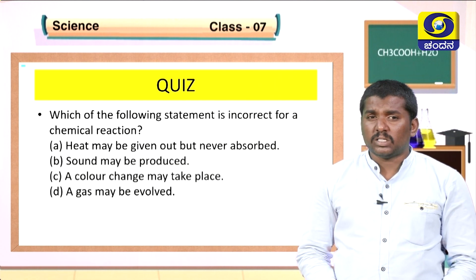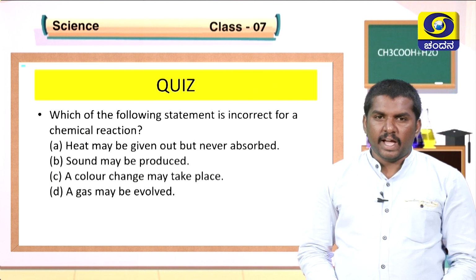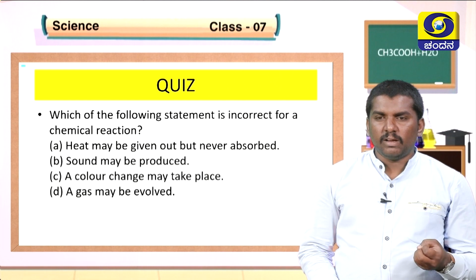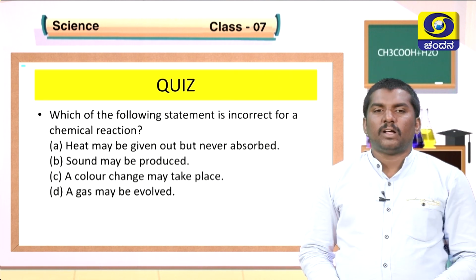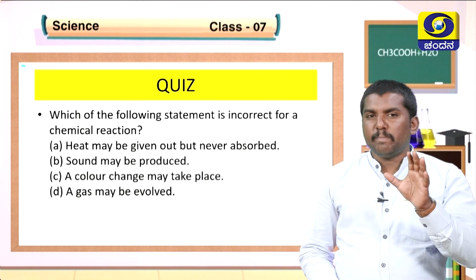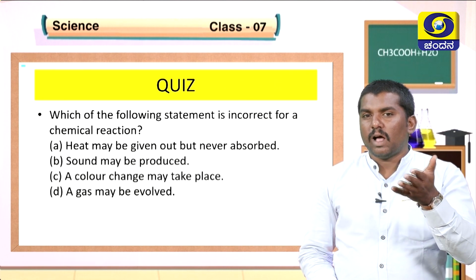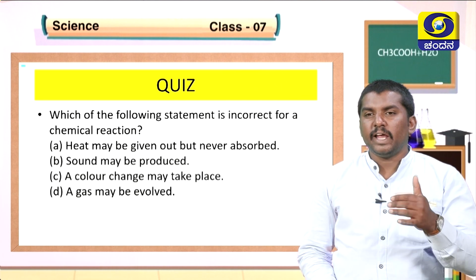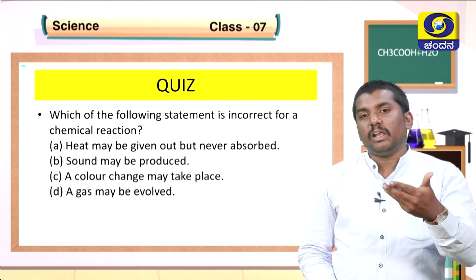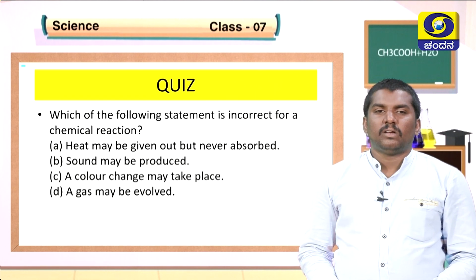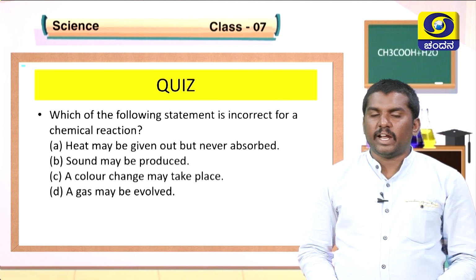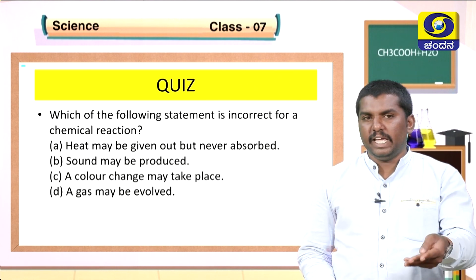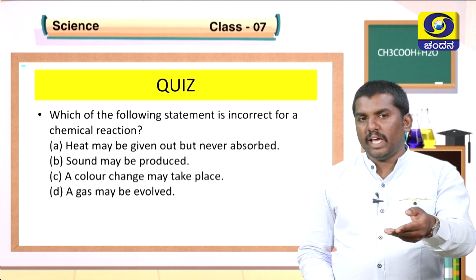This is the wrong statement. In any chemical reaction, there may be absorption of heat or liberation of heat. Option A states that heat may be given out, never absorbed. It is a wrong statement. In any chemical reaction, heat may be absorbed or liberated. Option B is correct because in any chemical reaction, option B, option C and option D, these things accompany a chemical reaction.